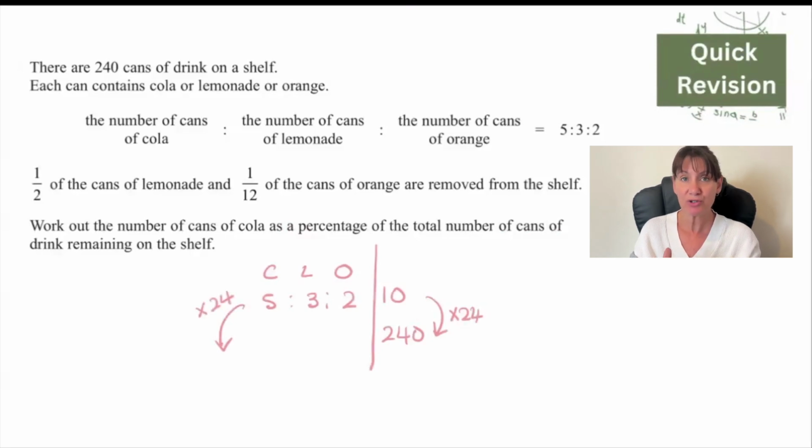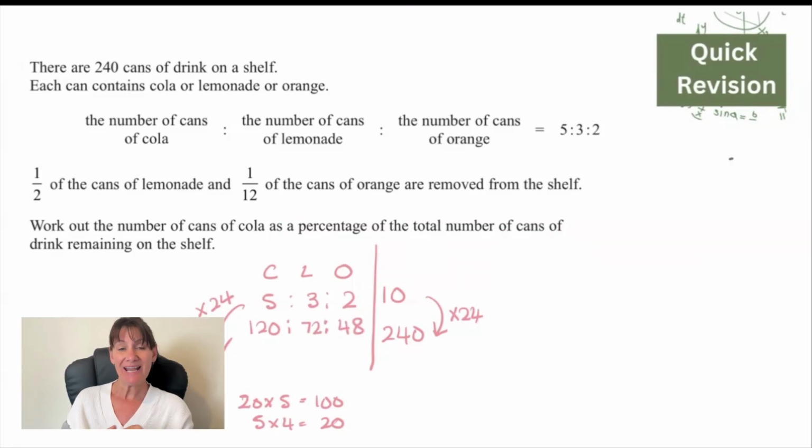Now, how you choose to do this is entirely up to you. I'm just going to demo a way that I would do this. So I'm going to split the 24 into 20 times 5, which is 100. And then the 5 times the 4 is 20 to give me 120. 24 times 3, again, you'll apply your method, is 72. And then we've got 48 for the orange. Now I know the totals that I have for each of my drinks. I can start working on the next step.